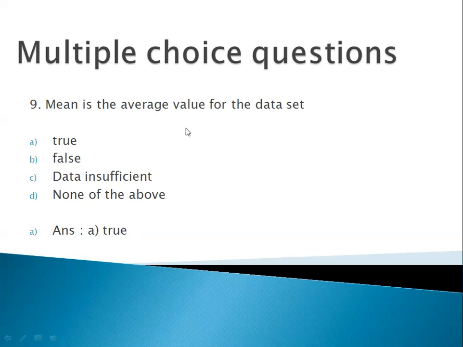Mean is the average value for the data set. It is true, false, data is not sufficient or none of the above. The correct answer is A, that is true. The mode may or may not exist. Is it true, false, data not sufficient or none of the above? The correct answer is A, that is true.